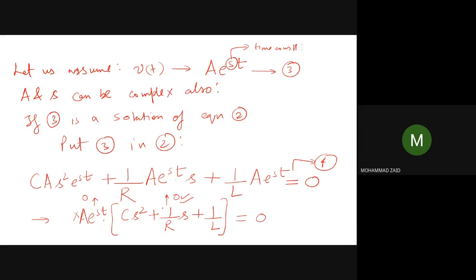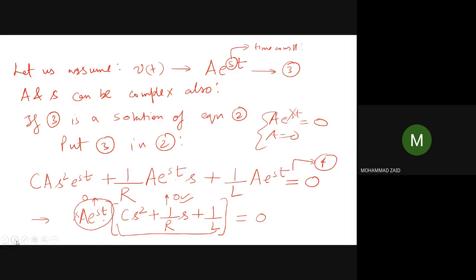Cs² + 1/(Rs) + 1/L. As you have remembered in your differential equation, one part goes to 0 and this is not 0. If we consider that A e to the power st is 0, that means A is 0, that means we are not getting any solution. So this particular term is not 0, but this is 0. So when it is assumed to be 0, we will get an equation.